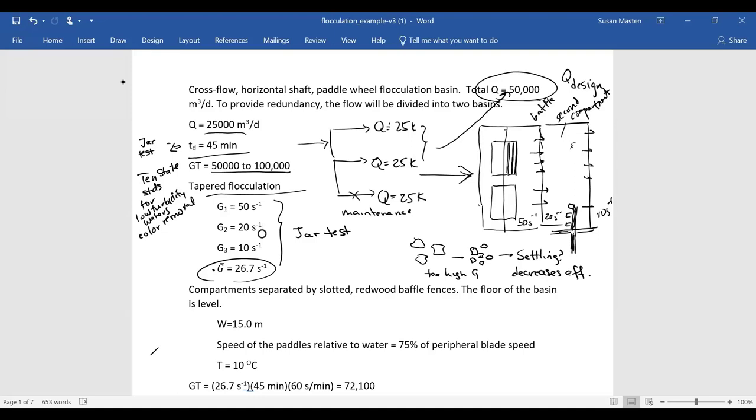So we're going to set this, and some of this was stipulated in the description that's in the PowerPoint, but we'll use a width of 15 meters that was set in the design criteria, and it was to combine with an adjacent sedimentation basin. The speed of the paddles relative to the water, we're going to set at 75%. That's very typical. And the temperature is 10 degrees C. So we're designing it for water that has a temperature of 10 degrees C.